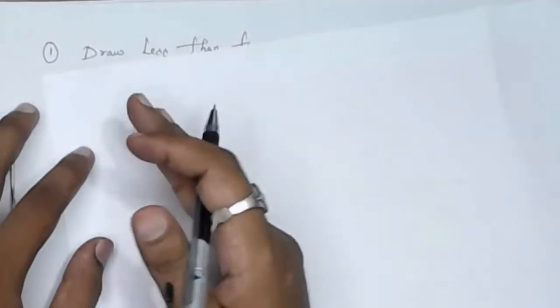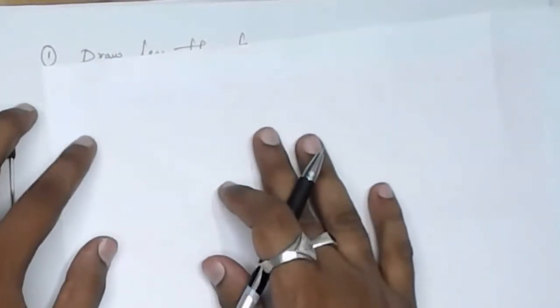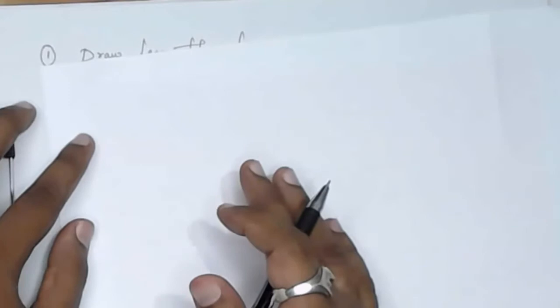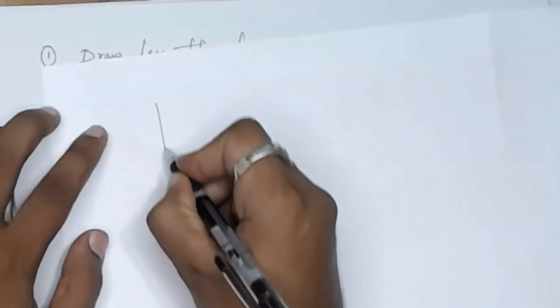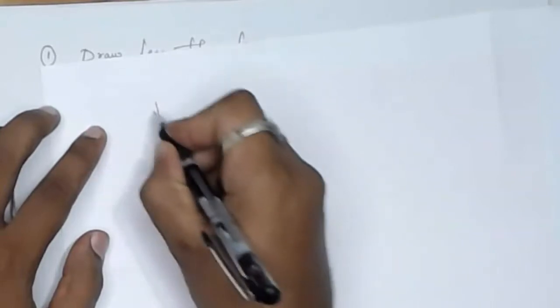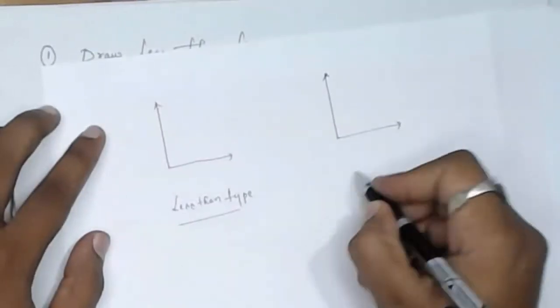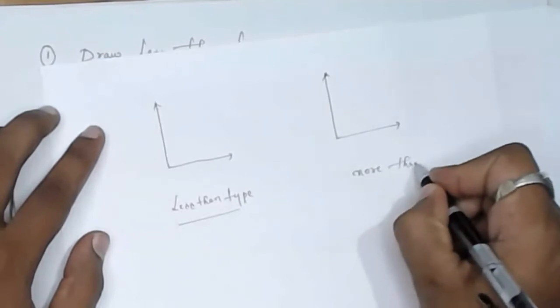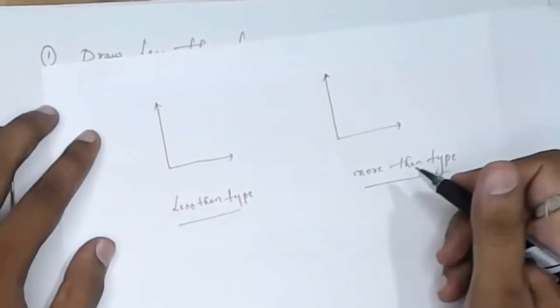whether you are going to solve less than type or more than type, one thing you should ensure about the graph. You all know what is less than type and what is more than type, but still at the beginning of this session, I would like to tell you how the graph of less than type and more than type will be. Let me take these two graphs. This is for less than type and this is for more than type, because this is very important to understand.